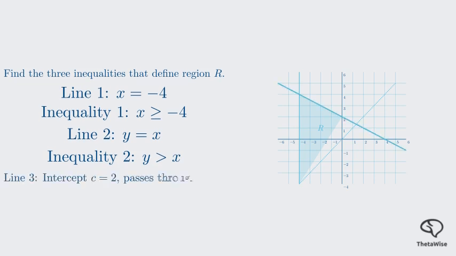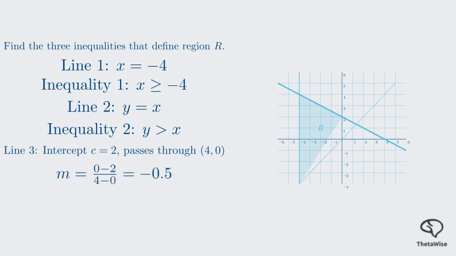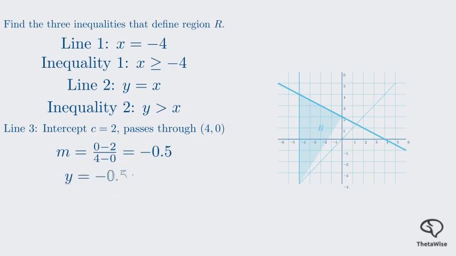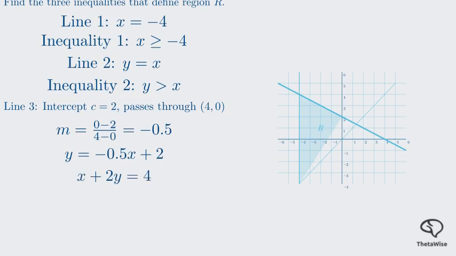Finally, let's find the equation of the solid downward sloping line. It crosses the y-axis at 2, so the intercept c is 2. It also passes through the point 4, 0. The gradient m equals 0 minus 2 over 4 minus 0, which is -0.5. So the equation is y equals -0.5x plus 2. Multiplying by 2 to clear the decimal gives 2y equals -x plus 4, or x plus 2y equals 4.